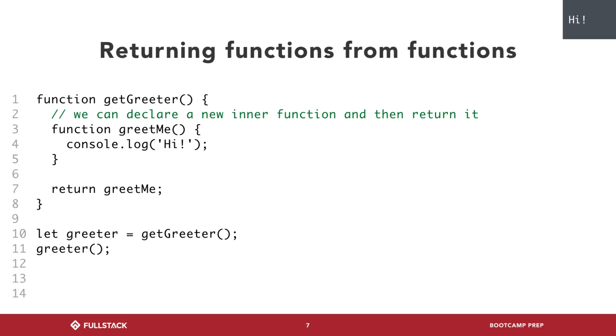So this right hand side becomes the greet_me function that got returned from getGreeter, and so greeter becomes what? Now greeter becomes greet_me. When we run greeter down here, we get back console I got high, because when we run greeter, it's almost the same as running greet_me. It's the same as running greet_me.